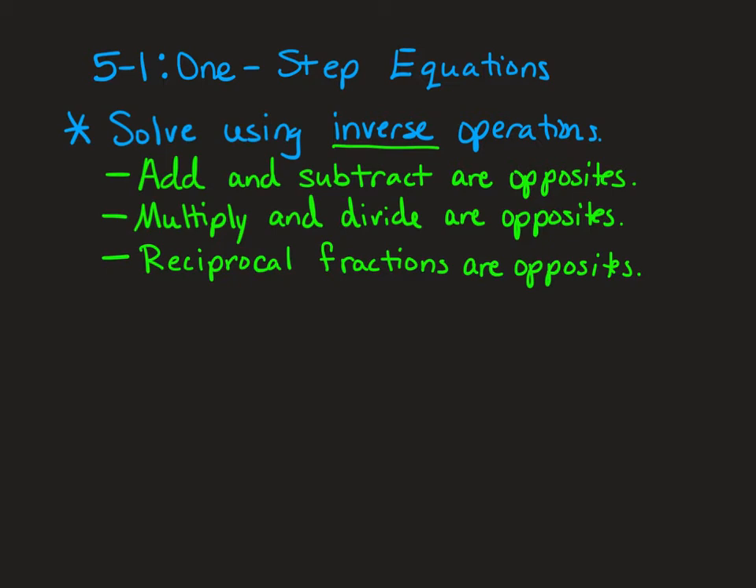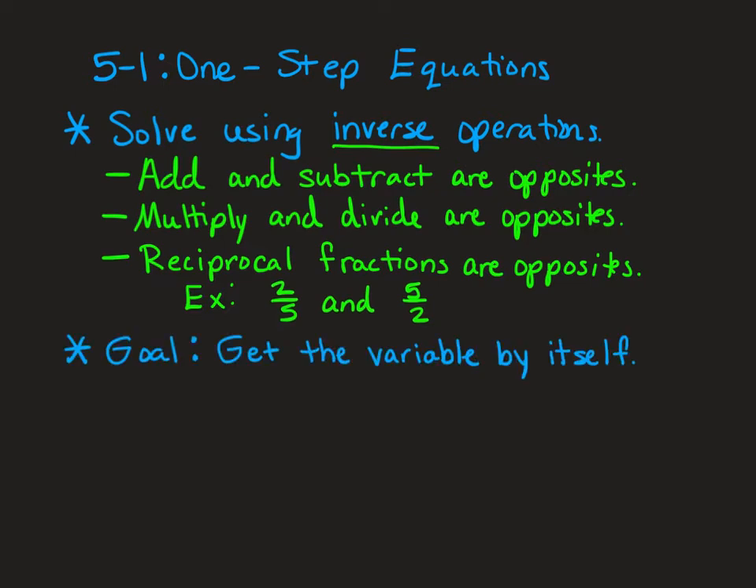Reciprocal fractions are opposites. That's where a fraction is flipped upside down from the other. So for example, 2/5 and 5/2 are reciprocals. So if I have 2/5 times x, I can get rid of it by multiplying by 5/2, because we're multiplying by the reciprocal, which will cancel it out. The goal in solving any equation is to get the variable by itself.